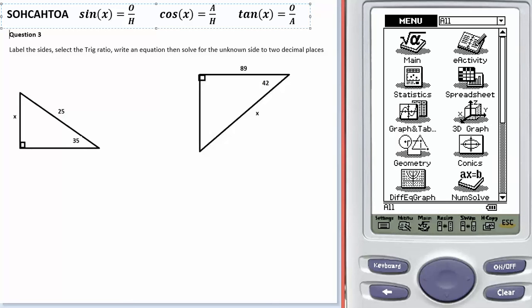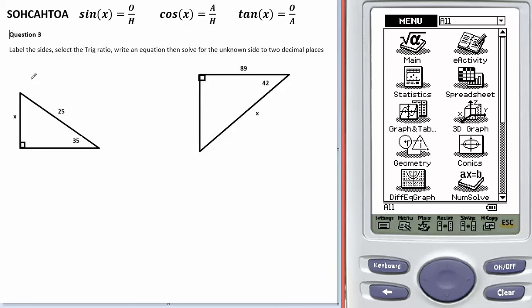This is for Year 10 pathway, general pathway. It's question number 3 in the revision of trigonometry. Label the sides, select the ratio, write an equation and solve it. And I'm going to be using the CP300 to do that solution.